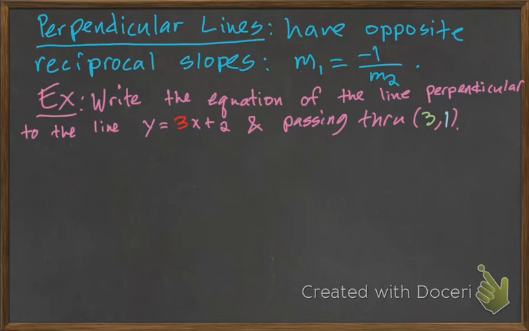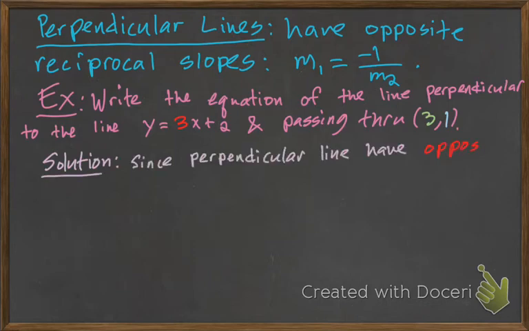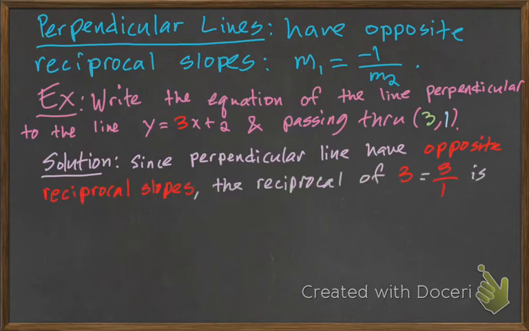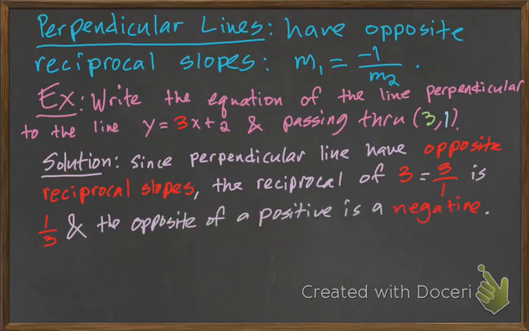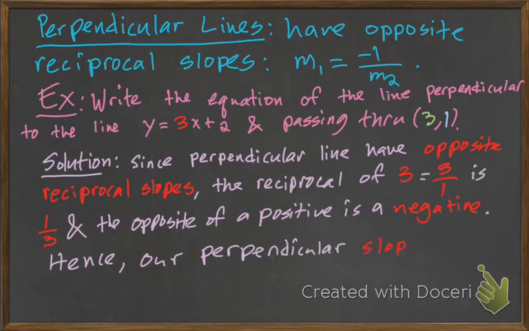So these are perpendicular lines. They're not parallel, so we can't use the same slope. In our solution, since perpendicular lines have opposite reciprocal slopes, the reciprocal of 3, which is 3 over 1, is 1 over 3, and the opposite of a positive is a negative. Hence, our perpendicular slope m equals negative 1 over 3.